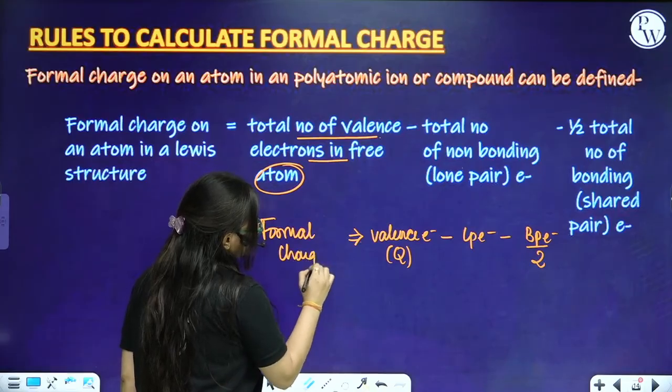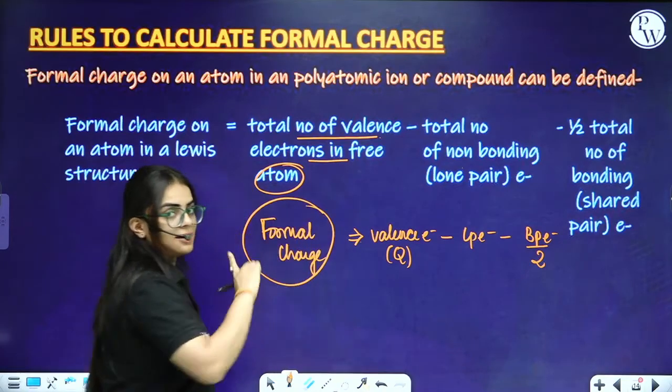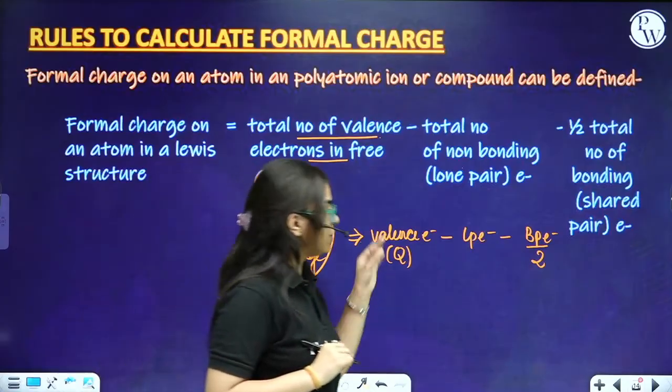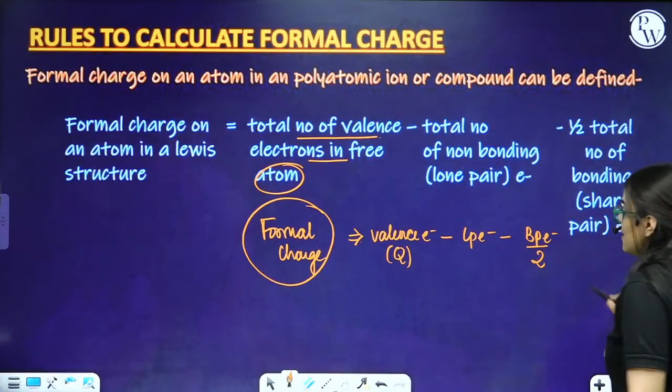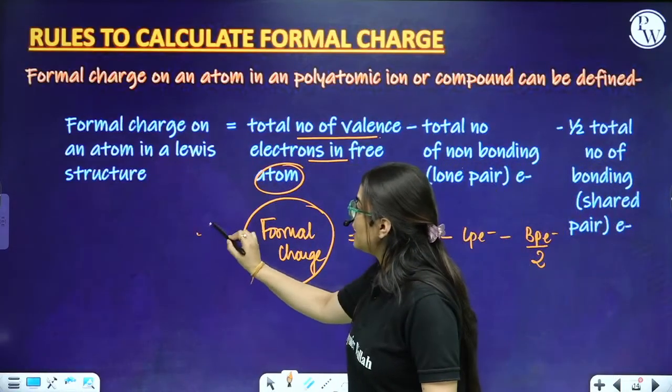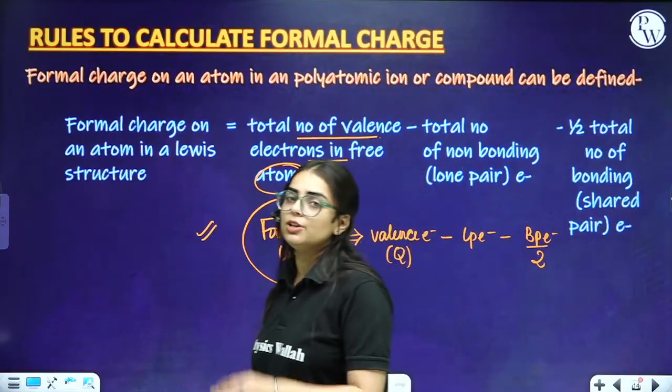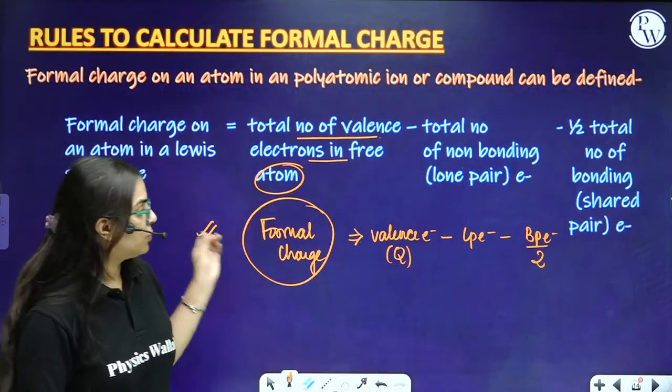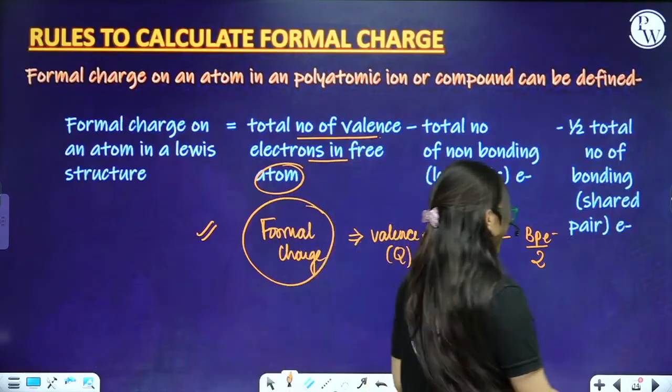No need to worry about the case of the previous example, the O example. We will do it again. But first of all, we will calculate the formal charge. Everybody do write this formula, very, very important. Formal charge is equivalent to total valence electrons minus lone pair electrons minus the bond pair electrons by 2.